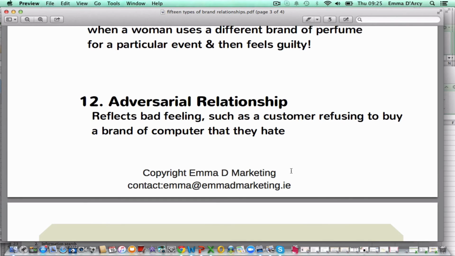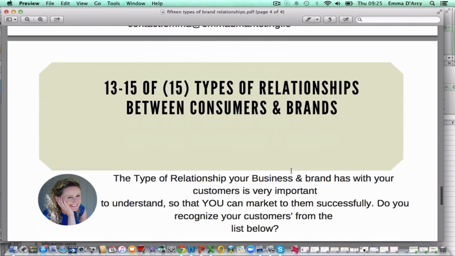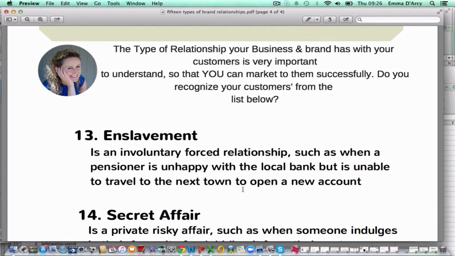Naturally, you do not want an adversarial relationship with your product or service. So number 13 is enslavement. It's an involuntary forced relationship, such as when a pensioner is unhappy with a local bank.